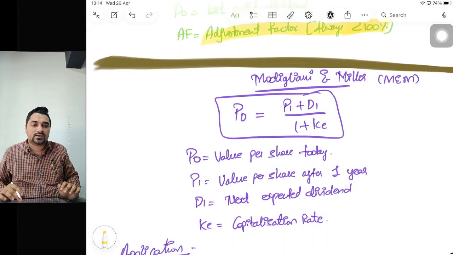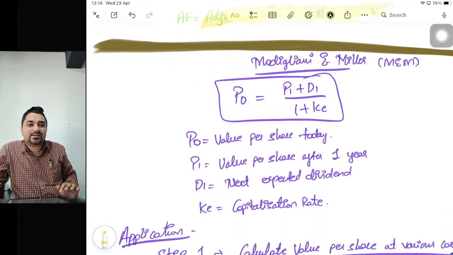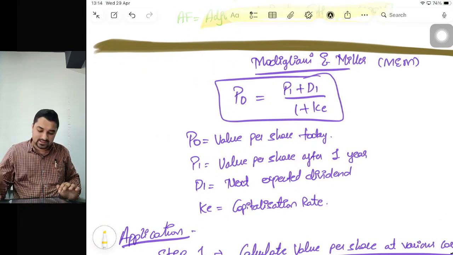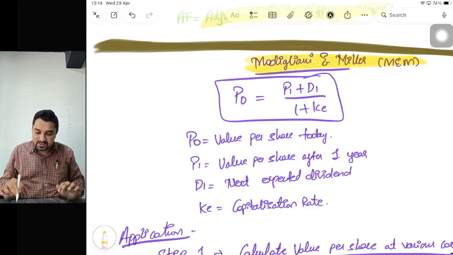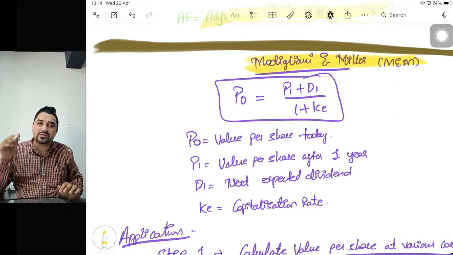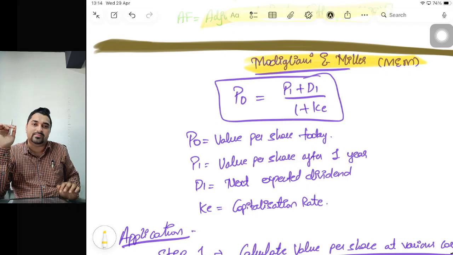Coming to one and only M&M, that is the dividend irrelevance theory. M&M, again, from the exam point of view, extremely important. Most likely you will get Walter or Gordon or M&M. It is not that you should ignore Graham and Dodd and Lintner. They are also important, but these are more important.